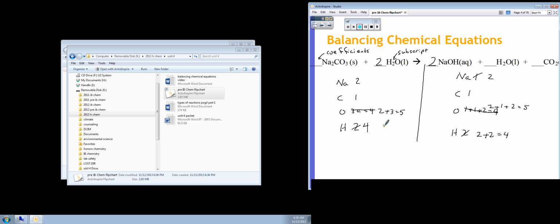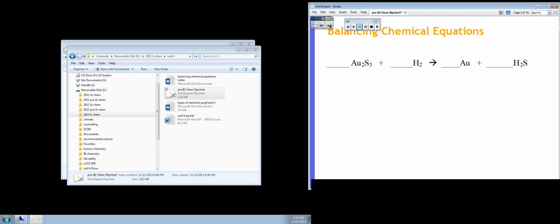This is a balanced chemical equation, which means that in order to react, one compound of sodium carbonate and 2 water molecules must combine in order to make 2 compounds of sodium hydroxide, 1 molecule of water, and 1 of carbon dioxide. Let's try another one.